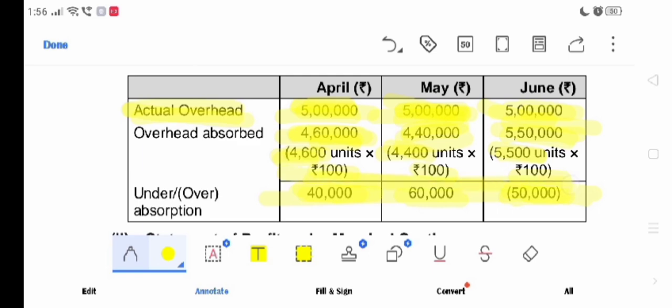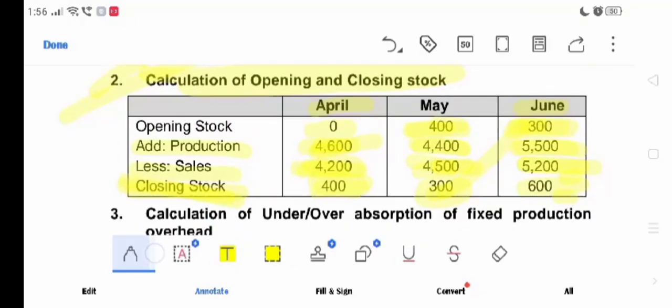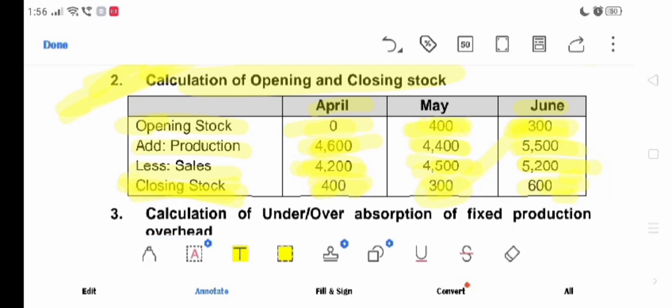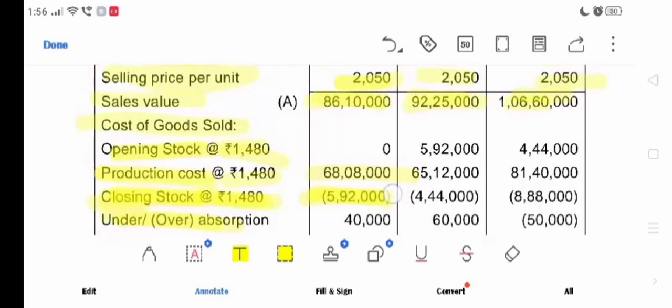We need to show this. Okay. So don't ask me about this opening and closing stock. I have explained it in the working notes. So 400, 300, how we got this opening and closing stock. Now we go back to the table.